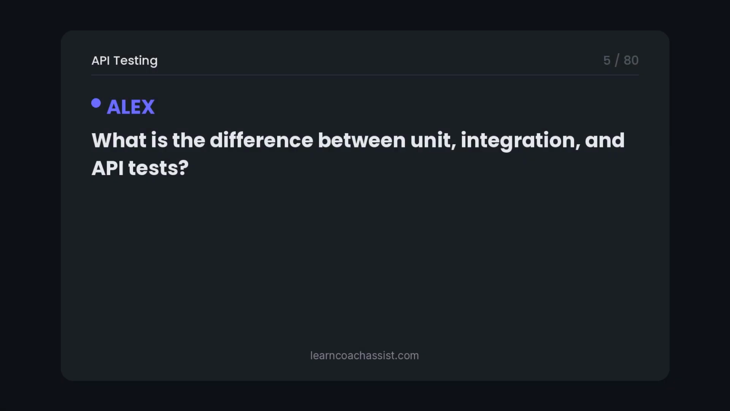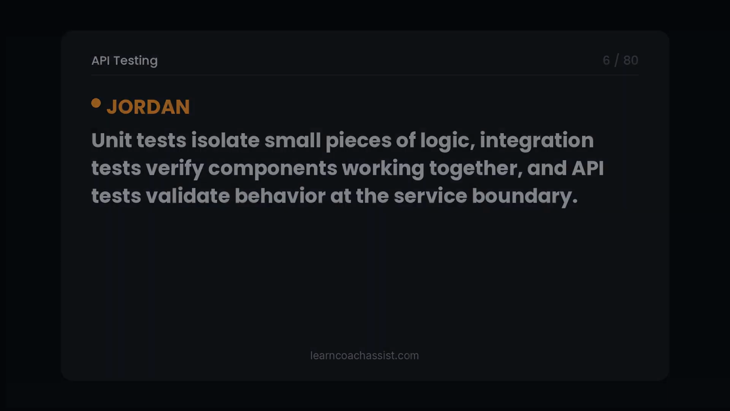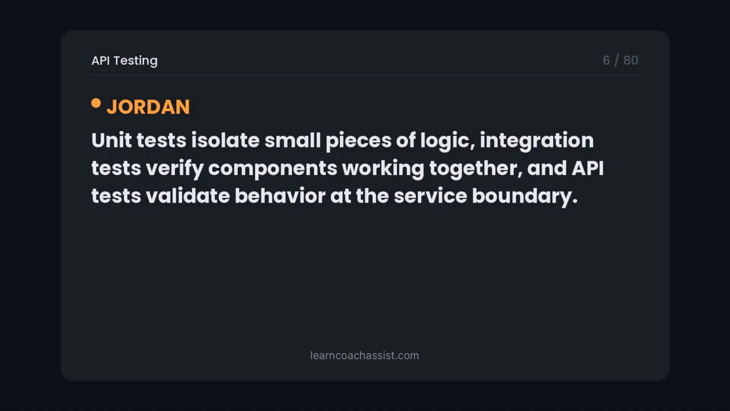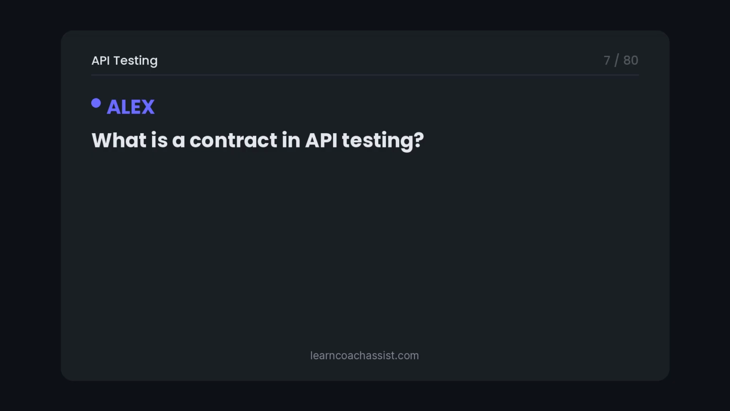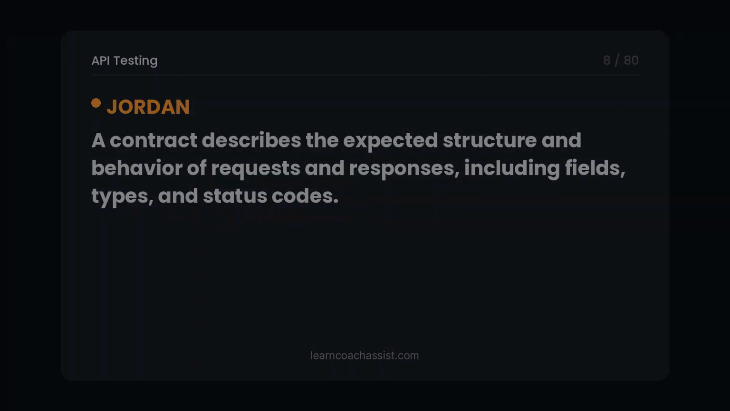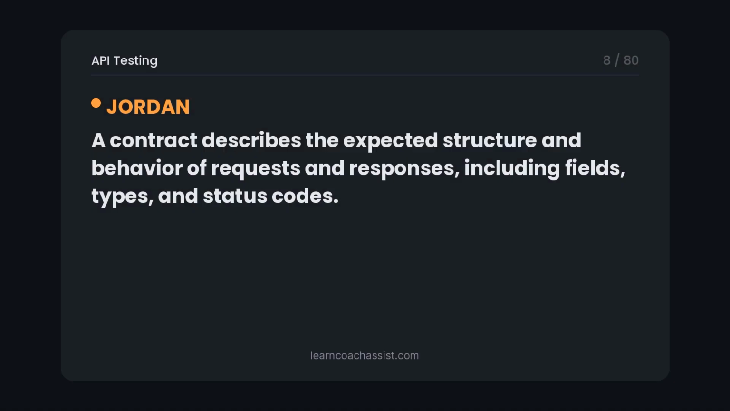What is the difference between unit, integration, and API tests? Unit tests isolate small pieces of logic, integration tests verify components working together, and API tests validate behavior at the service boundary. What is a contract in API testing? A contract describes the expected structure and behavior of requests and responses, including fields, types, and status codes.